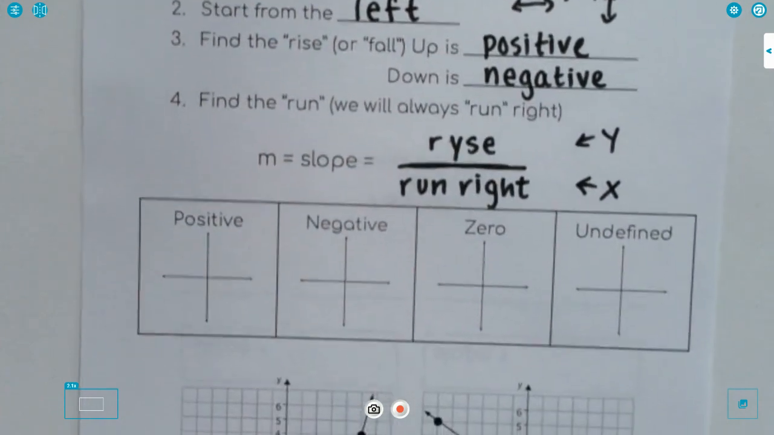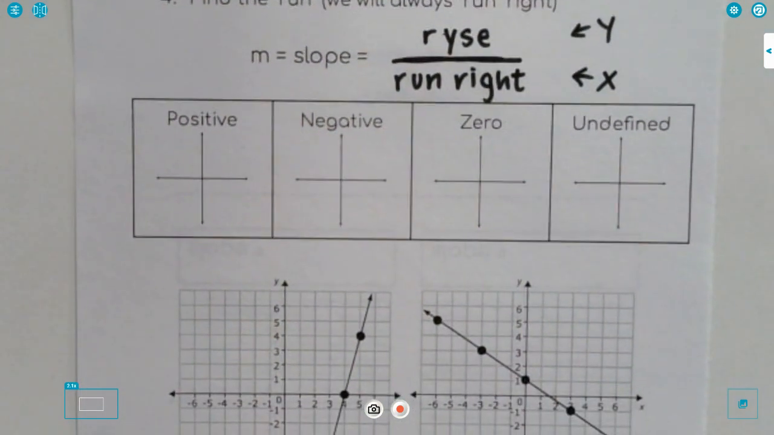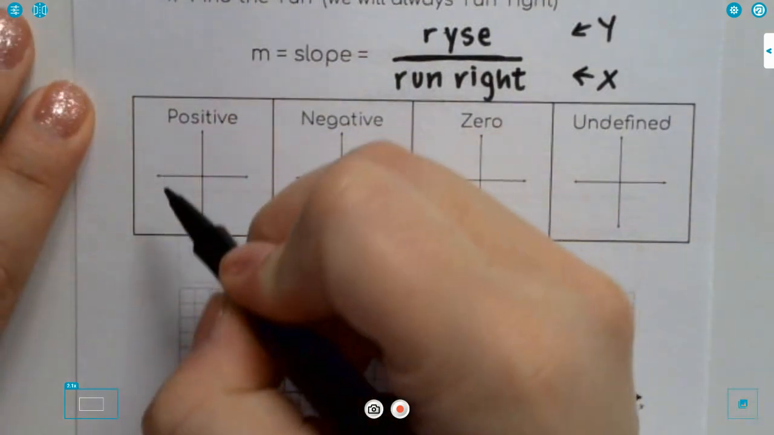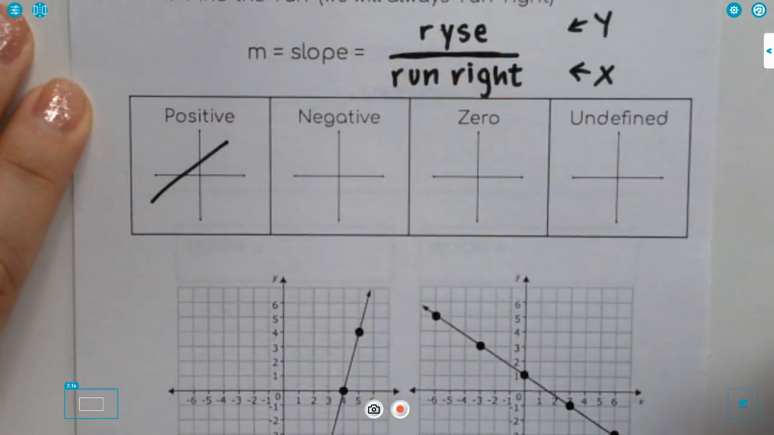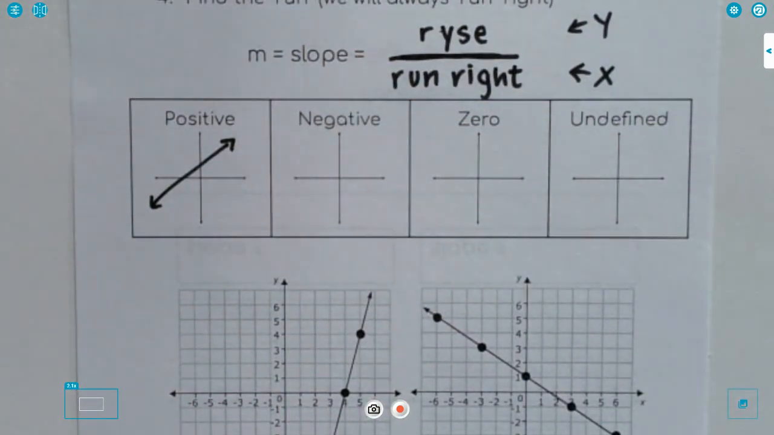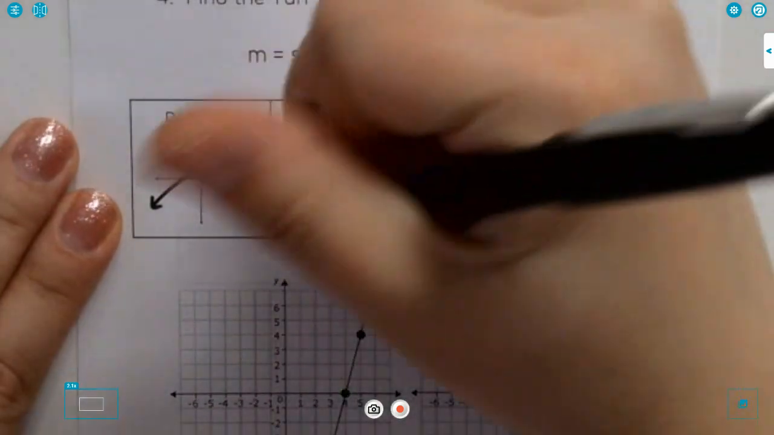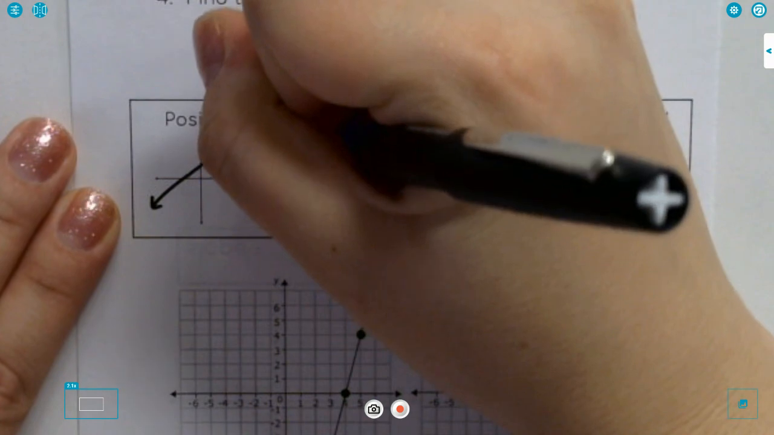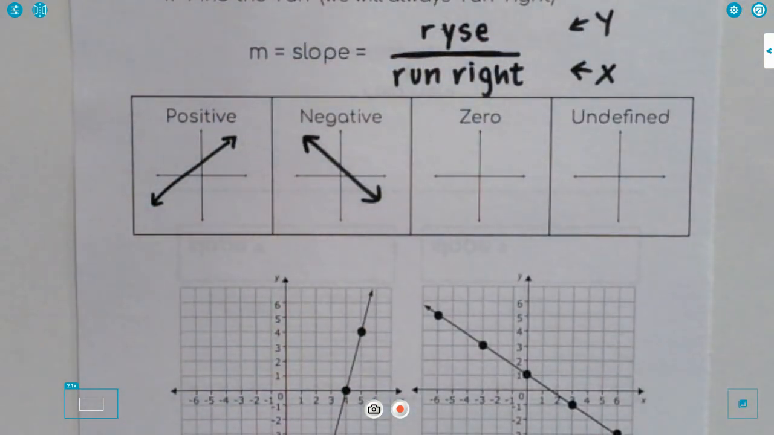Okay, so we have 4 types of slope. The most common 2 that you are going to see are positive and negative. A positive slope, as we look at the line from left to right, is going to be going up. It may be really steep going up, it may be really flat going up, but it's at least going up. A negative slope, as we go from left to right, is going to be going down. And again, it could be as steep or as flat, but if the left side is higher than the right side, then your slope is negative.